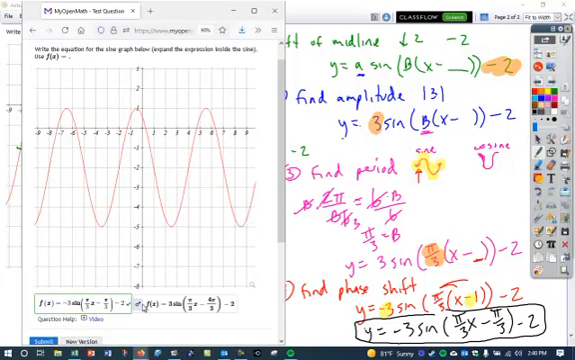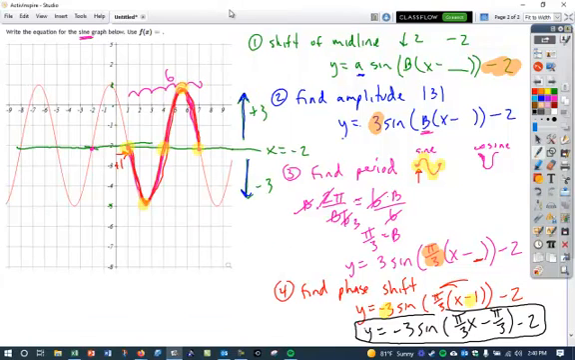Now, if I look at the answer key, that's not what the answer key showed, because there are different shifts that you can identify in here. Notice that this answer key had the positive 3, not the negative 3. But because I chose to use this period of my graph to identify all my phase shifts, my equation is going to be slightly different.